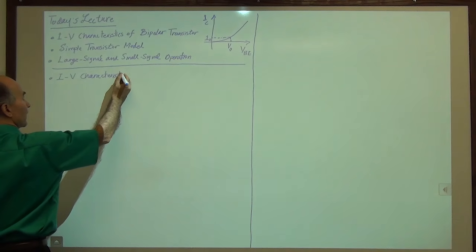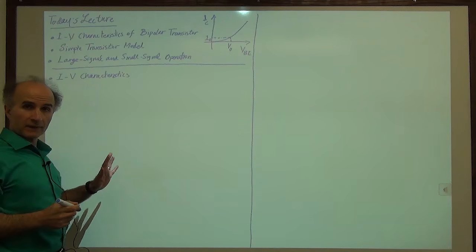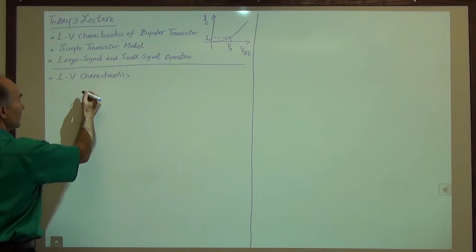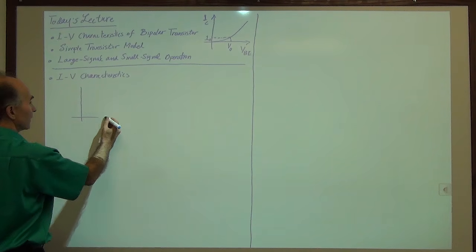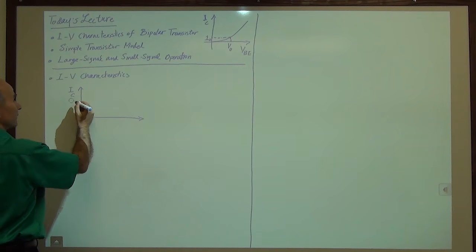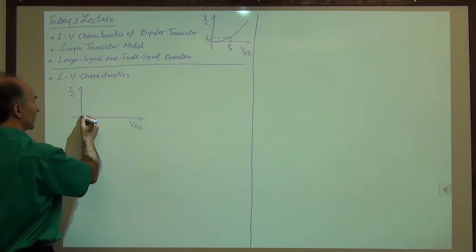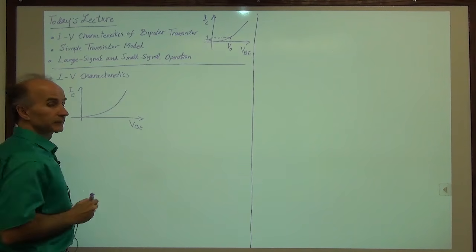So this is nothing strange. We have seen these characteristics a number of times. I've just decided to summarize them here. So we have IC versus VBE, and it's an exponential function.